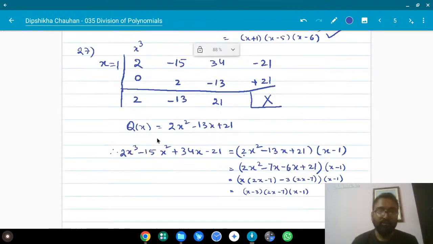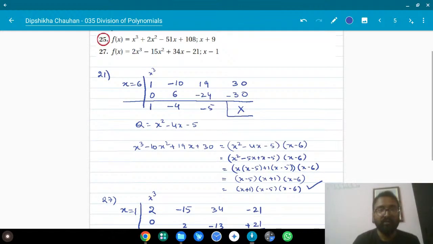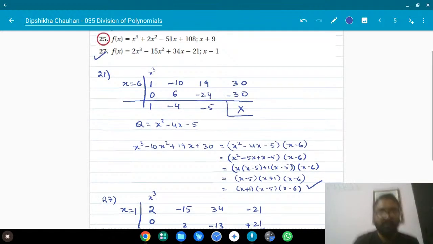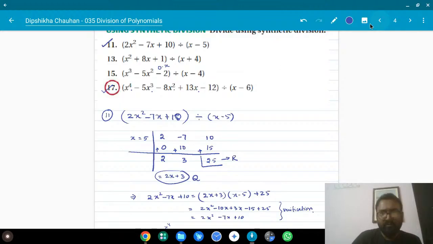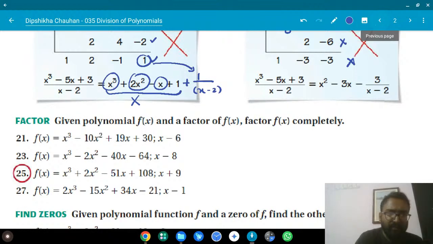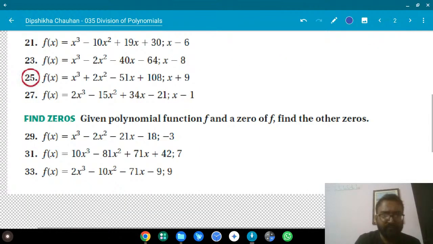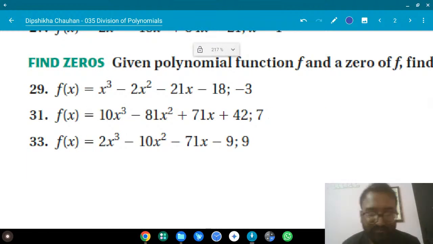Okay, so this is problem number 27. Is there any problem left? There is one more here. Next, given polynomial function f and zero of f, find the other zeros. It is a good question. Which one do you feel is tough? 31. So I'm taking 31.